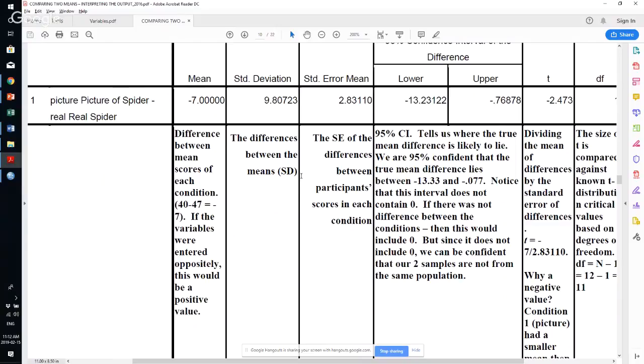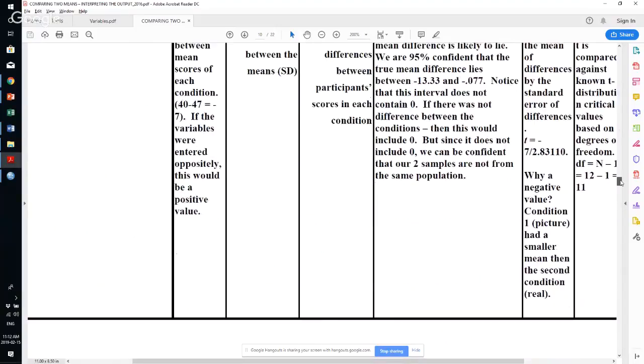So it doesn't include a 0, so we can be confident that they're from 2 samples. Here's our t-test, which we could do by hand. Why is it a negative value? Well, again, it just has to do with the order. Picture had a smaller mean than real spider. If I had put them into SPSS in the opposite direction with real and then picture, the t-value would be positive. Some people blab, like we found a negative t-value. Who cares that you found a negative t-value? That doesn't mean anything really. It's just which order.